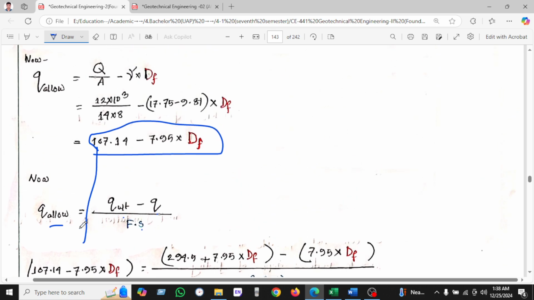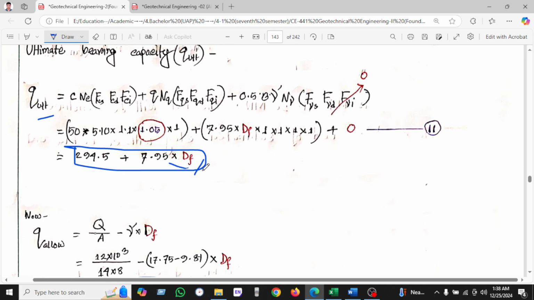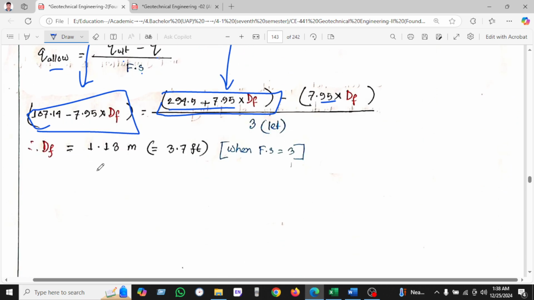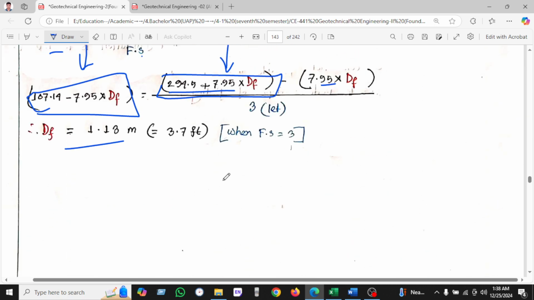So now we know q allowable equal to q ultimate minus q, divided by the factor of safety. So q ultimate is here, q allowable is here, and for ultimate we have found the equation here. So we are taking this equation, and q equal to 7 gamma prime Df, and found the depth of footing 1.113, which is very reasonable when the factor of safety is 3. So let's see another trial. The depth of footing is 1.13.